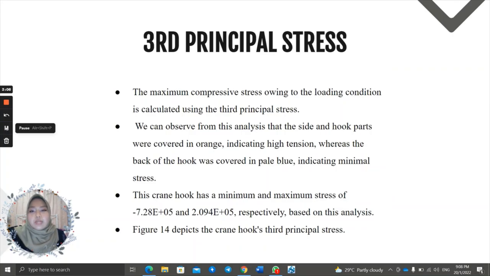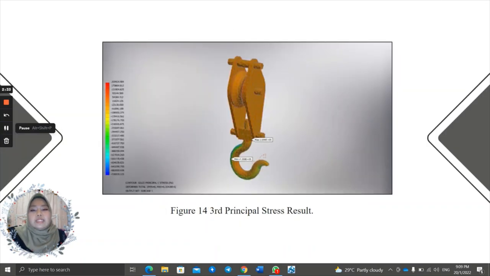Next, for the third principal stress, the maximum compressive stress owing to the loading condition is calculated using the third principal stress. We can observe from this analysis that the side and hook parts were covered in orange, indicating high stress, whereas the back of the hook was covered in pale blue, indicating minimum stress. This crane hook has a minimum and maximum stress of negative 7.28E+05 and 2.094E+05 respectively, based on this analysis. So this is the result for the third principal stress.